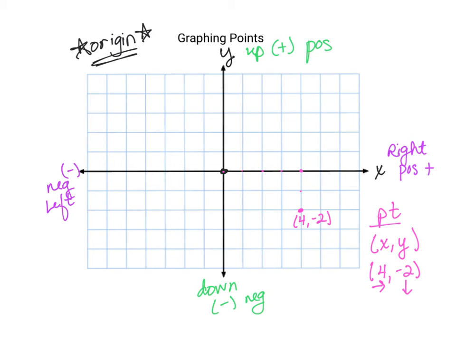Let's do another one. Let's say I have the point of negative 5, negative 1. Well, all things start at the origin. A negative 5 means go left, go backwards. And a negative 1 means go down from there. So first, negative 5. Starting at the origin, 1, 2, 3, 4, 5. And then down 1. There's down 1.